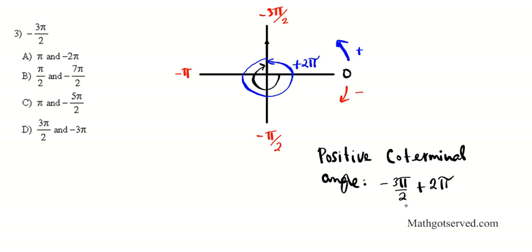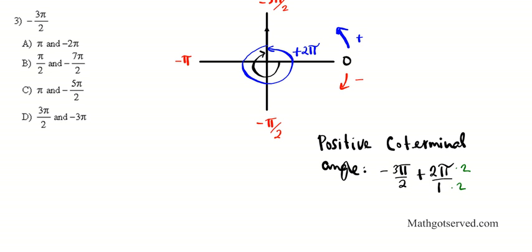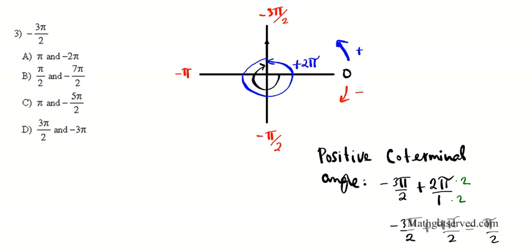Okay? Because, well, let's do it the long way. I can write this as 2 pi over 1, and then find the LCD, times it by 2, top and bottom, times 2 times 2. So that will give us negative 3 pi over 2 plus 4 pi over 2. And then when you add, you're going to have pi over 2. Okay? So your positive coterminal angle for this one is pi over 2. Okay, so pi over 2 is coterminal with negative 3 pi over 2.